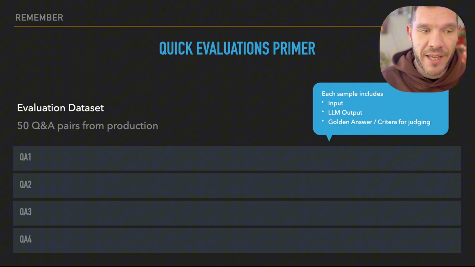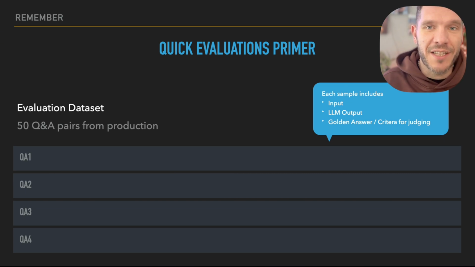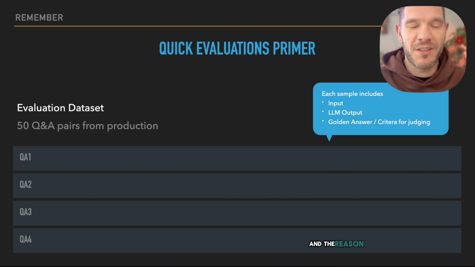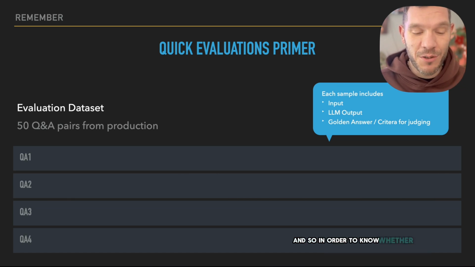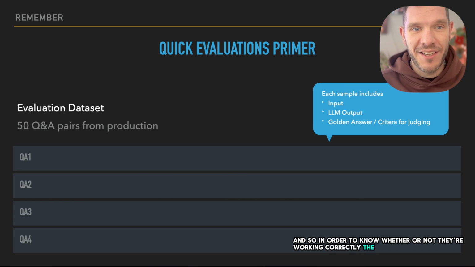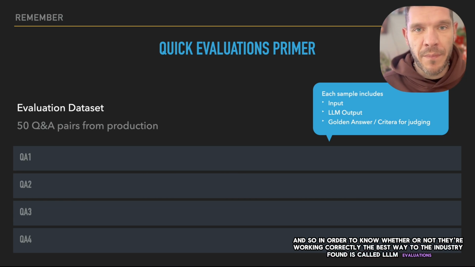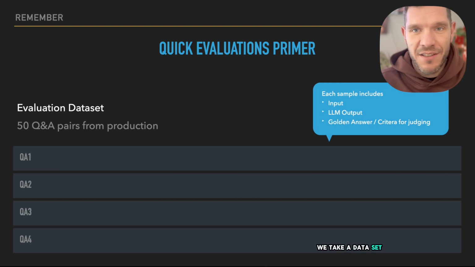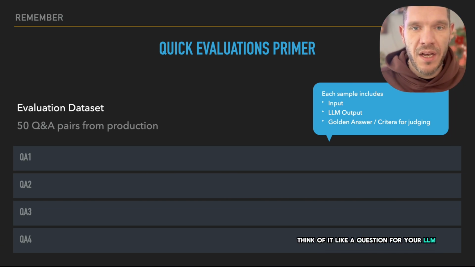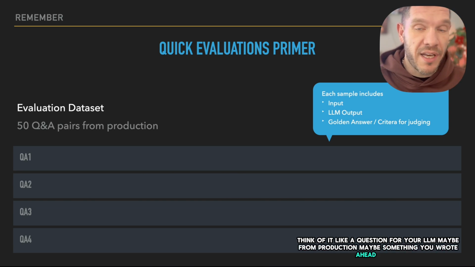Developing AI applications is different than developing standard software engineering. The reason is these models are non-deterministic in production. And so in order to know whether or not they're working correctly, the best way that the industry found is called LLM evaluations. Here's a basic intro to an evaluation. We take a data set of some samples. Those samples include an input. Think of it like a question for your LLM, maybe from production, maybe something you wrote ahead of time.